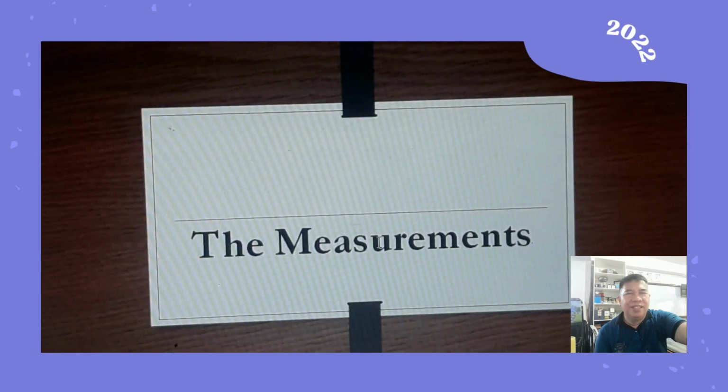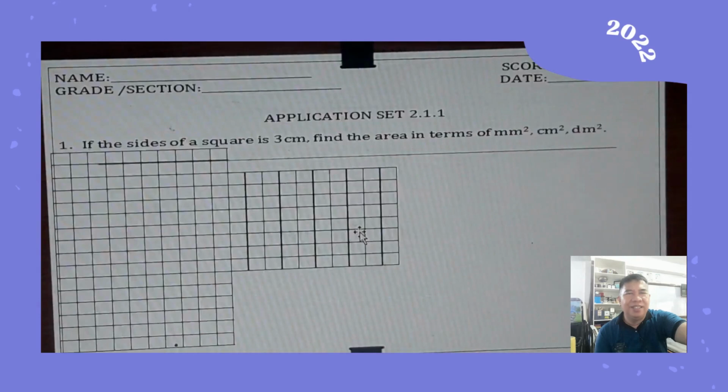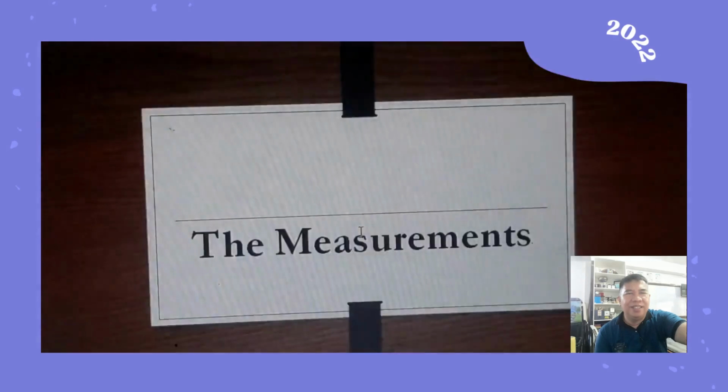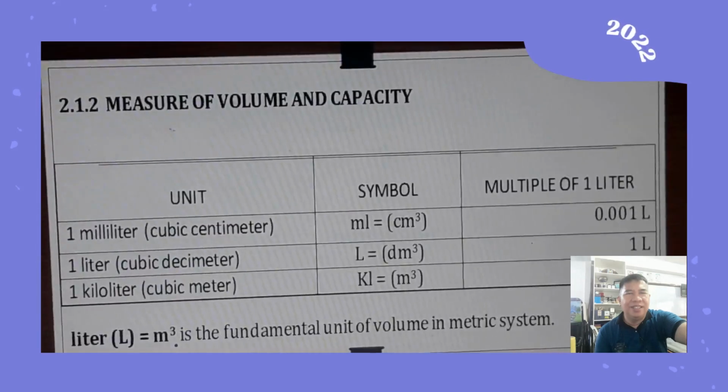We are now on our second performance task requirement, particularly on the topic on the measurement of volume and capacity. First, we will continue for the next. It's all about the measure of volume and capacity.